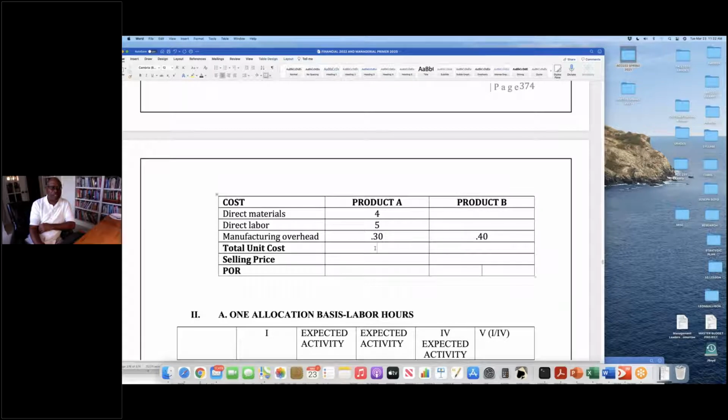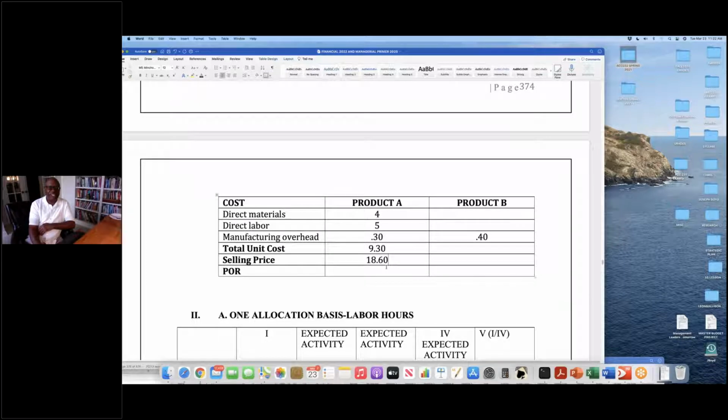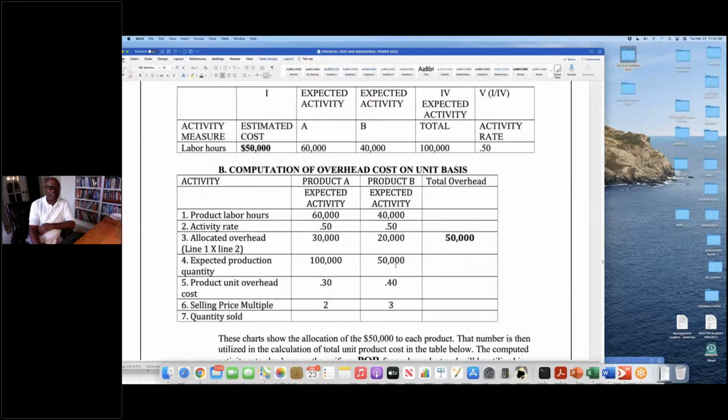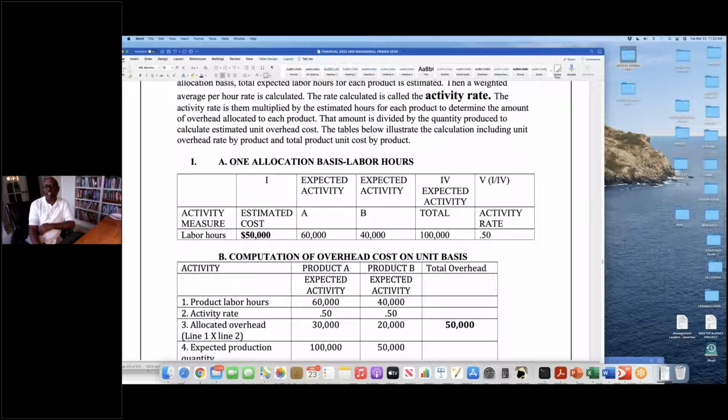What's our total unit cost? $9.30. Selling price multiple. So what's selling price? The multiple for that one was 2. It's like $18.60. What's our POR? Can you go back up real quick? Isn't it 0.5? 0.5. Thank you.